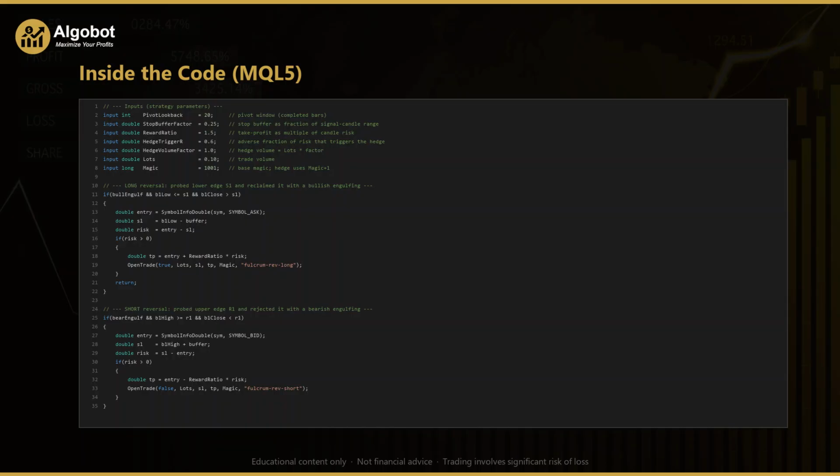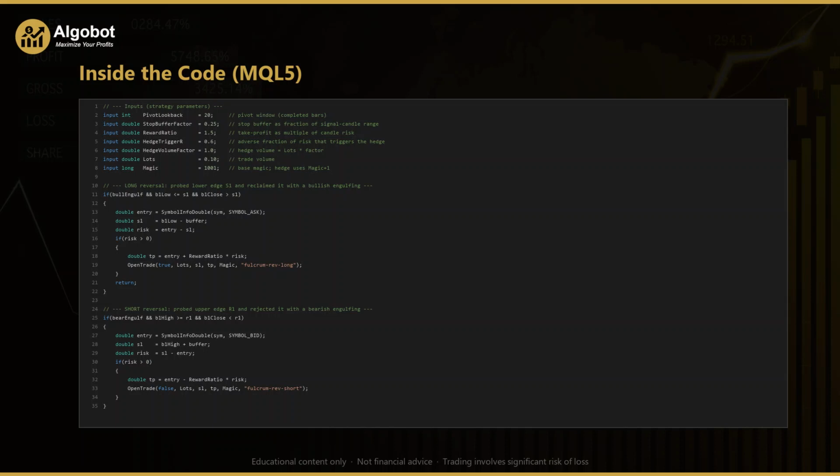Now the long block. The condition reads, if bull engulf, and the signal candle's low is at or below S1, and its close is above S1. When all three are true, the entry is taken at the ask, the stop loss is the candle low minus the buffer, and provided the risk is positive, the take profit is the entry plus the reward ratio times that risk. The open trade call with true sends the buy.